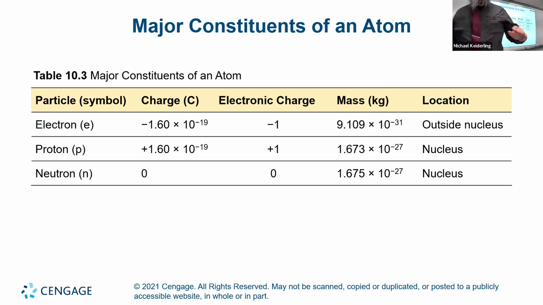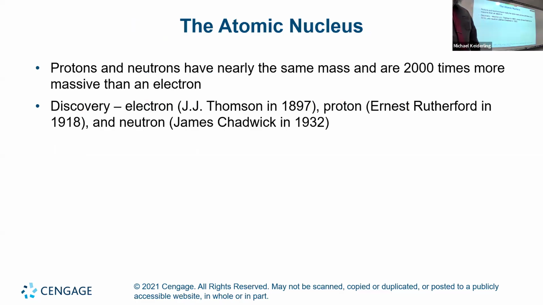And a neutron has a charge of 0. Its mass is basically the same as a proton, 1.675 times 10 to the minus 27. So it's a little bit more massive than a proton. So protons and neutrons have nearly the same mass. They're about 2,000 times more massive than the electron.